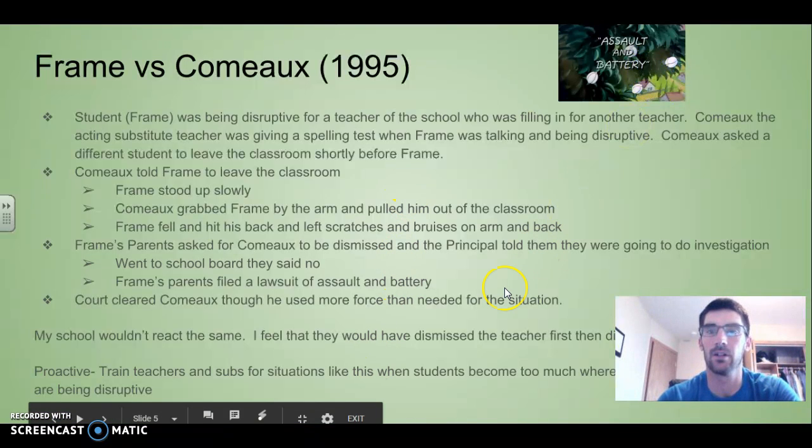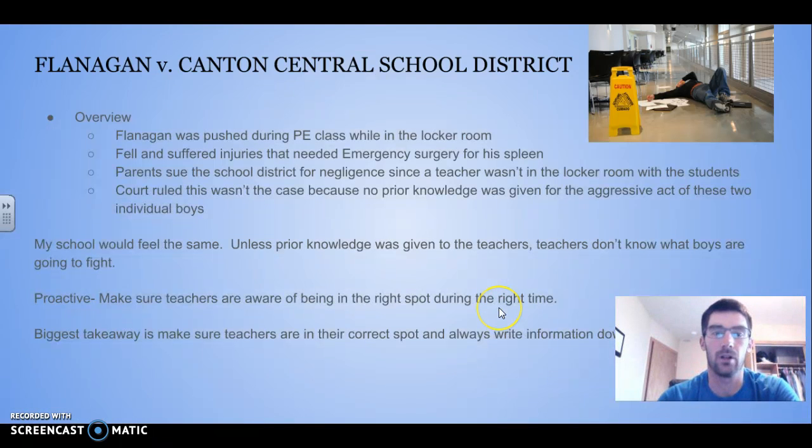I picked this picture right here, assault and battery. It's just a colorful picture. So I'll talk more about that later.